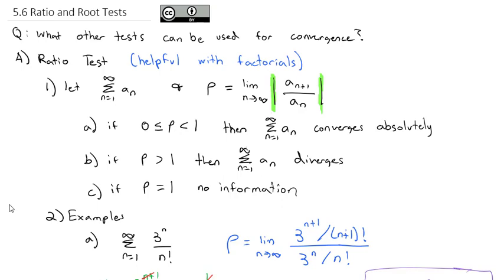If rho is less than 1, we converge absolutely. If rho is greater than 1, we diverge. If rho equals 1, we have no information. Take a look at the homework assignment and try a few of these, and we'll discuss them in class further and answer any questions that you might have.